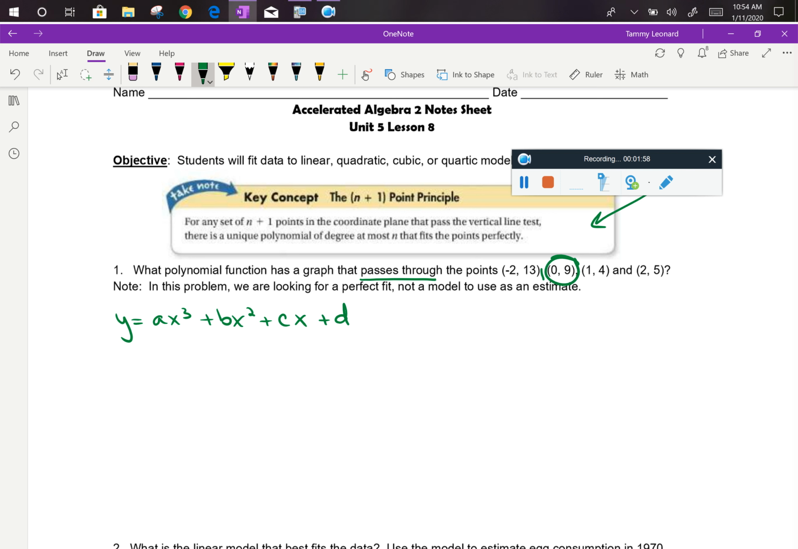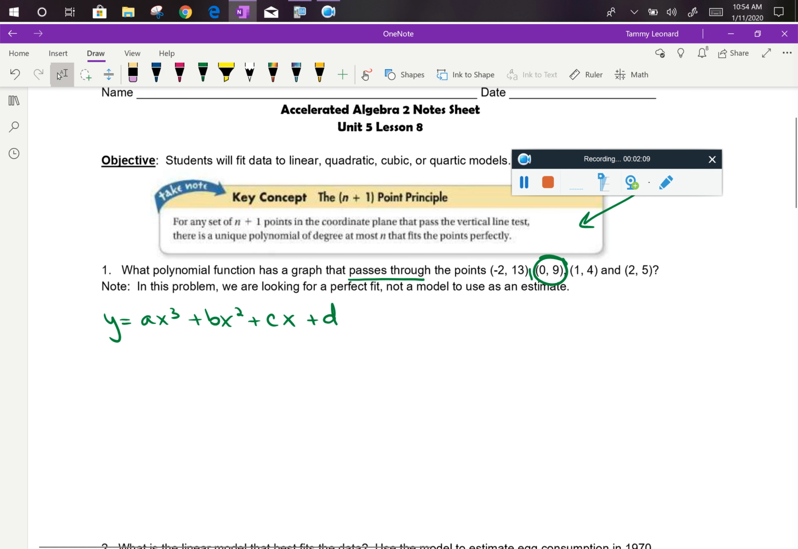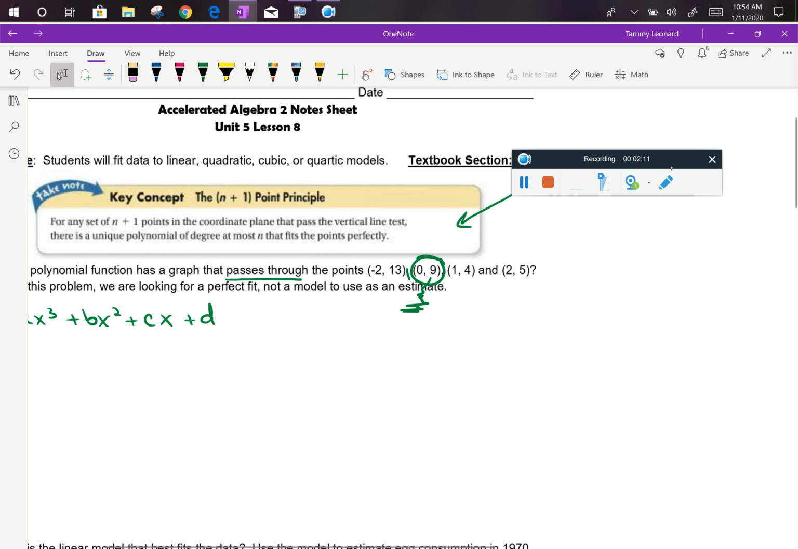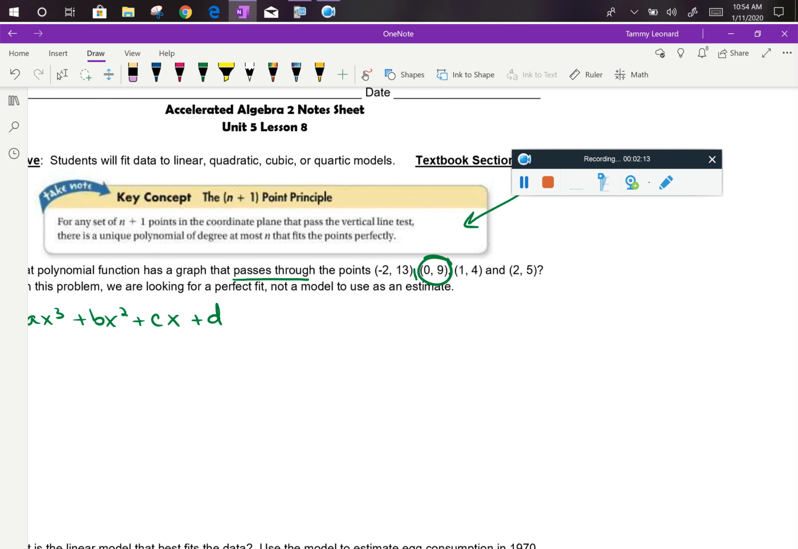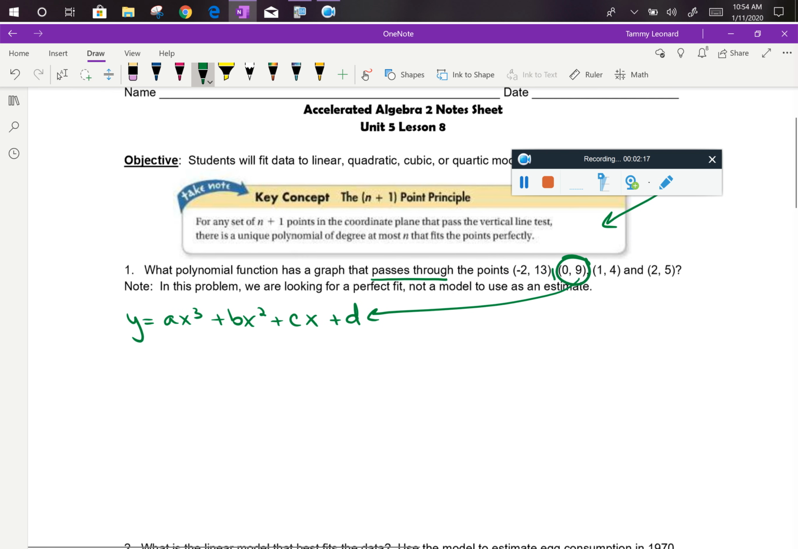You know from all the work you guys have done in your Analyzing Polynomials packet that the y-intercept is always the last number in the standard form equation for a polynomial. So we know that d is 9. Sorry, technical difficulties there. There we go. d is 9. All right.